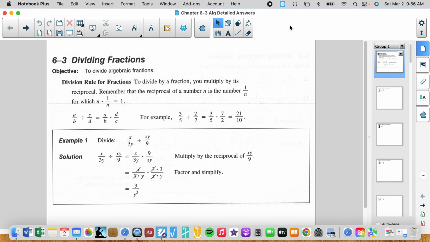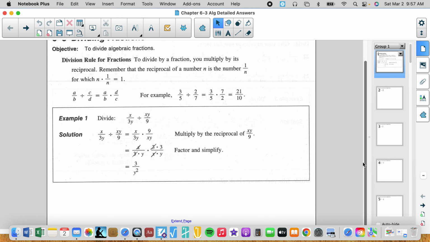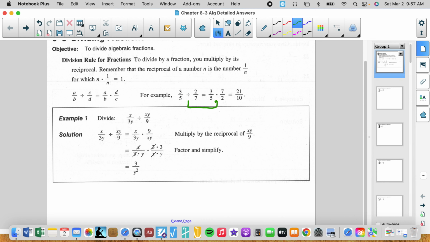When we multiply and divide, we don't need common denominators. You'll see in 6-4 where we have to write equivalent fractions, which involve multiplication, hence why we are building that skill first. So division is exactly like multiplication. The only difference is we are going to convert the division to multiplication.